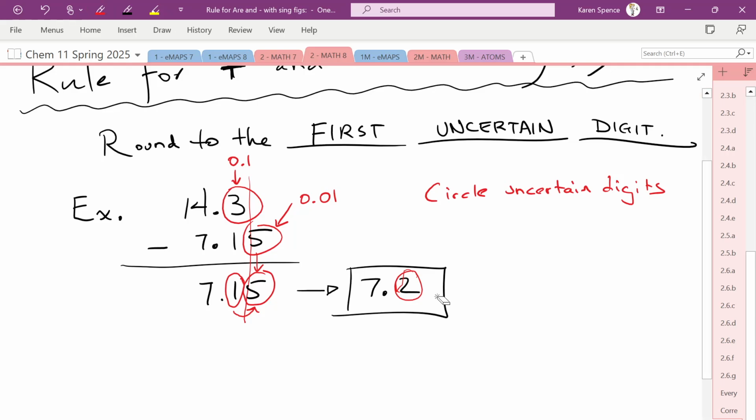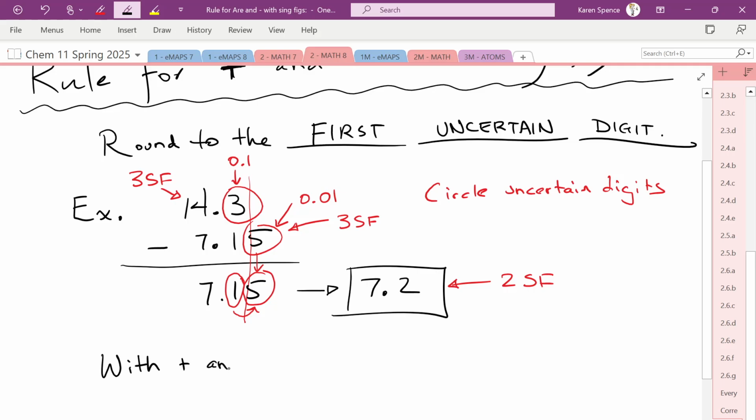Now, sometimes people, once they learn the multiplying and dividing rule, which we will learn today, get upset by this because we started with how many sig figs in 14.3? 3 sig figs. And how many sig figs in 7.15? 3 sig figs. How many sig figs in our answer? 2 sig figs. So I want you to remember, with adding and subtracting, you can end up with more or less sig figs than you started with.